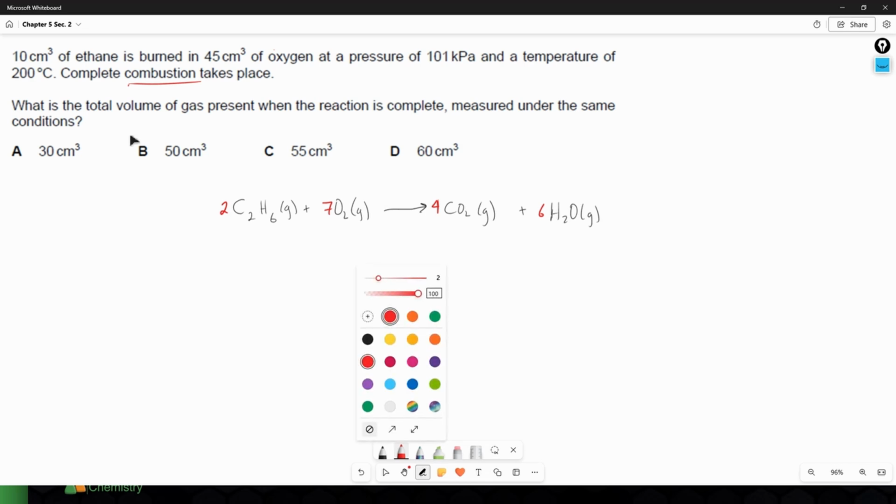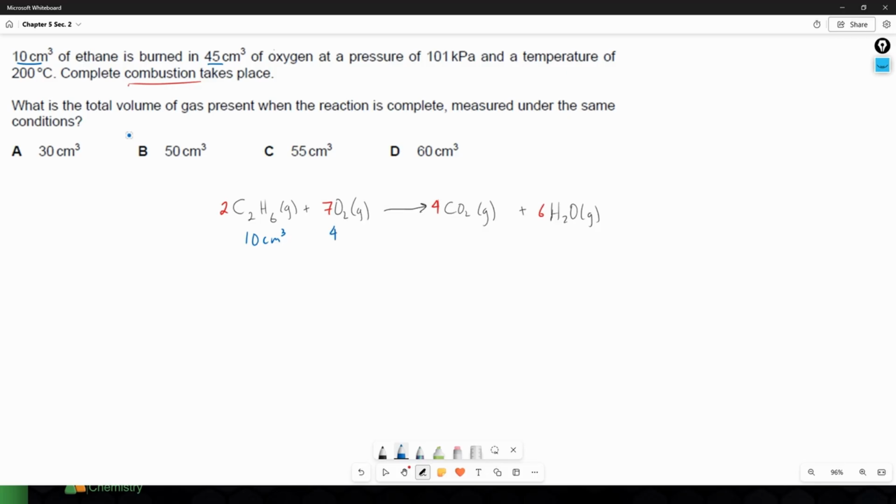Now that we have that, we can look at the numbers they gave us in the problem. So the problem says we have 10 cubic centimeters of ethane. So we have 10 cubic centimeters of this. And this is my preferred way of doing these type of problems, where we just write what they gave us underneath each one of the products and reactants. So we have 10 cubic centimeters of ethane burned with 45 cubic centimeters of oxygen. And it tells the pressure is 101 kilopascals and the temperature is 200 degrees Celsius.